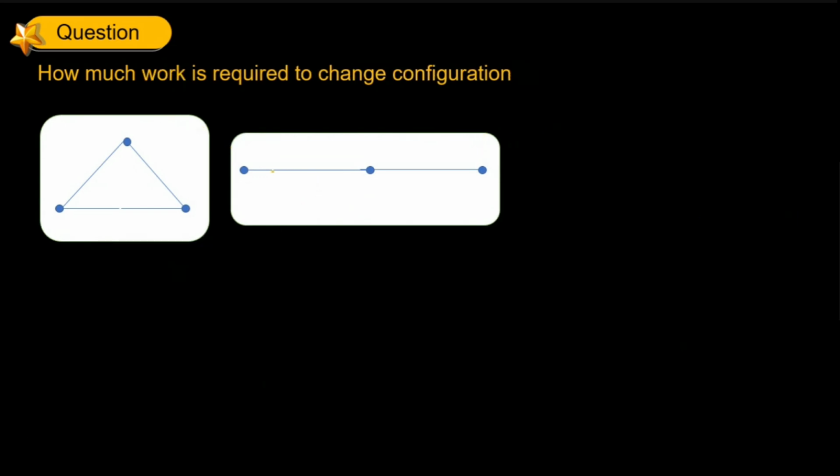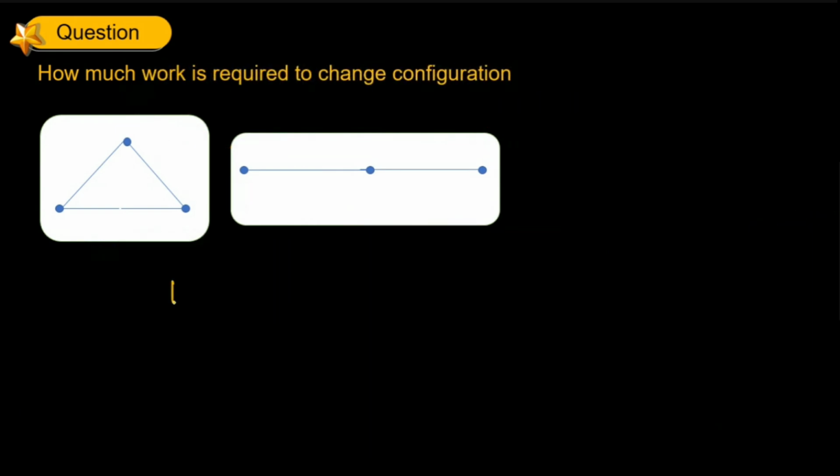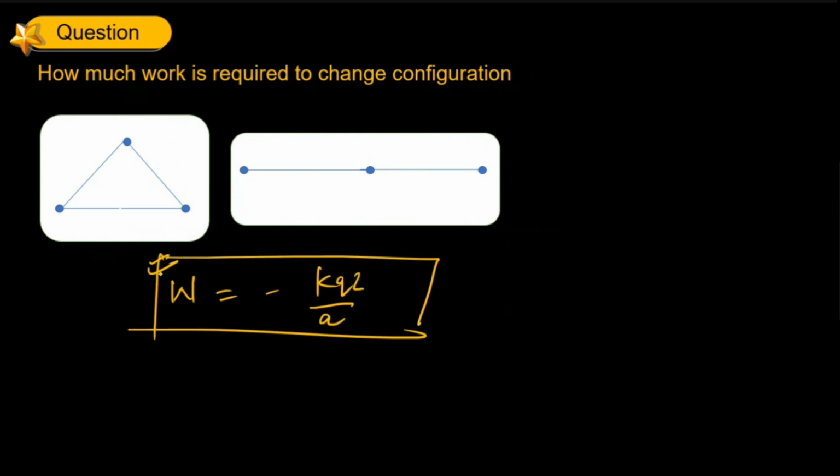How much work is required to change this configuration? Whatever energy we have found out, that much amount of work is required. Negative kq square by a. Work is also going to be the same. That is also you need to remember. Whenever there is work, there is energy, because without energy, there is no work. That's it. Simple logic.